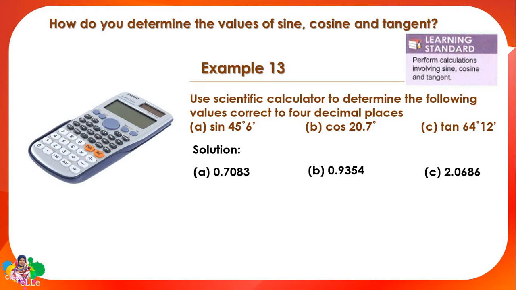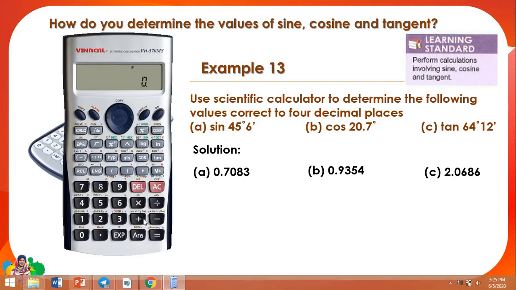Do you know how to use the calculator to find these values? I will show you how to use your calculator. You have the fx 570. To find sine 45 degrees 6 minutes, you just press sine, 45, then the degrees button, then 6, and press that symbol again.